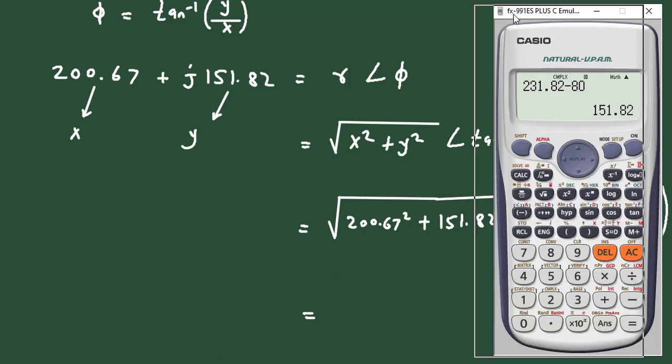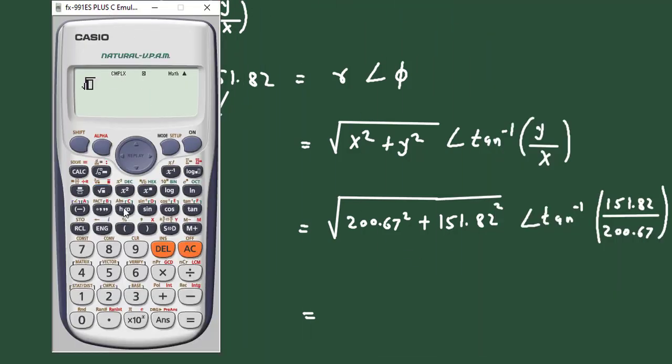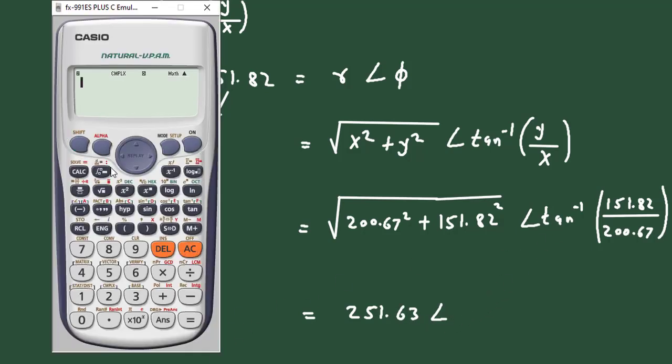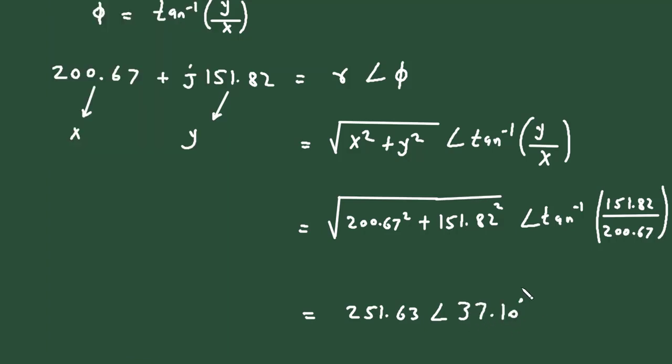So this will be under root of 200.67 square plus 151.82 square. So this is 251.63 at an angle tan inverse of 151.82 divided by 200.67. So it is 37.10 degree. This is in polar form.